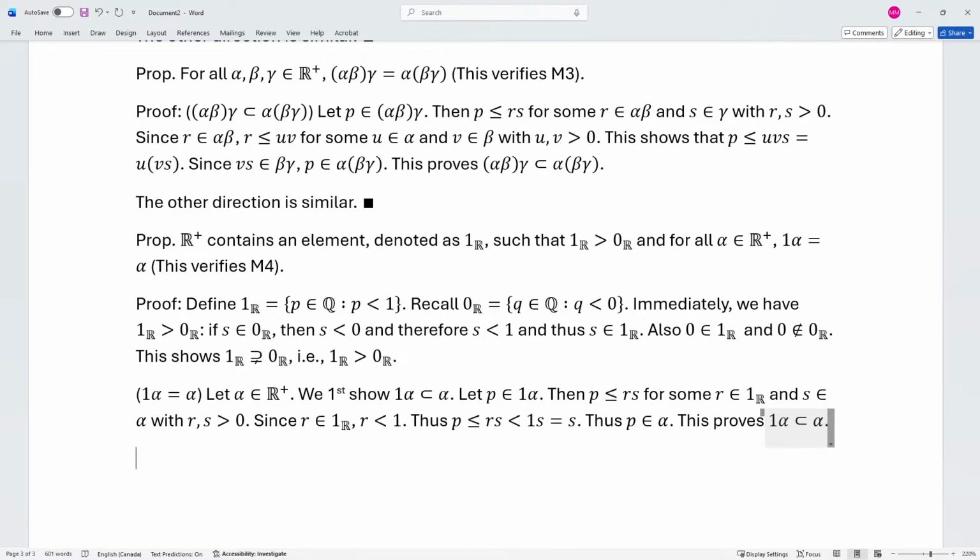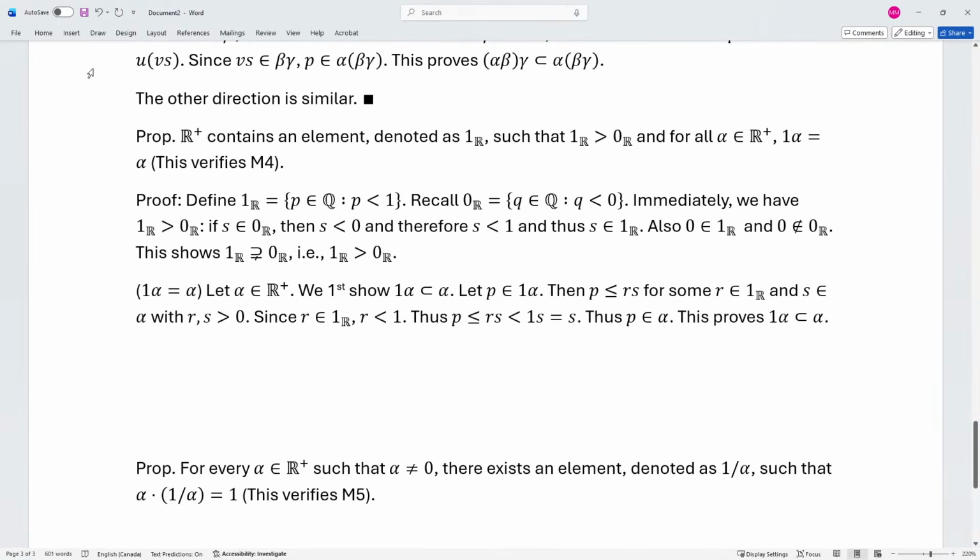We let P be in alpha. We need to show that P is bounded by a product, R times S, where R comes from 1 and S comes from alpha. So how do we do that? Well, if R comes from 1, then R must be less than 1, right? So how do we find an element in alpha that is greater than P? We need to do some scratch work, I think.